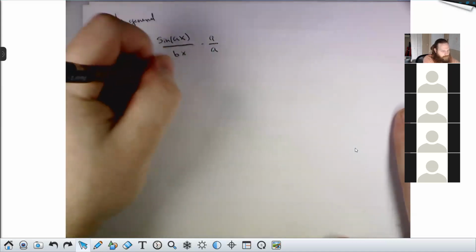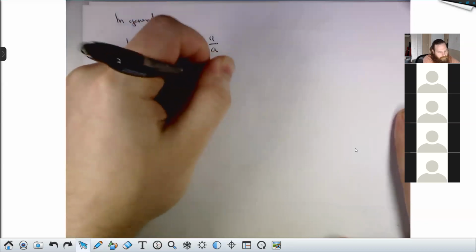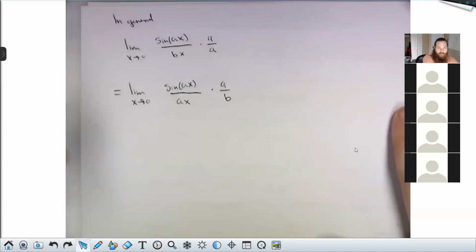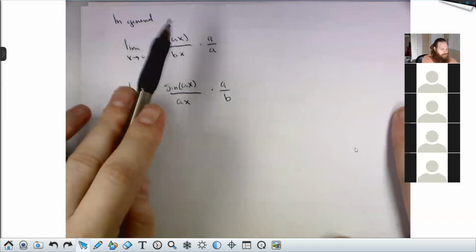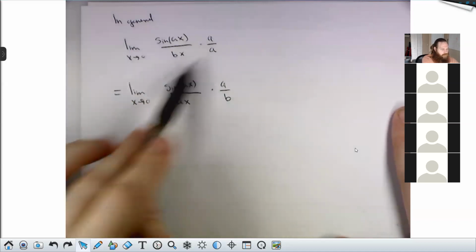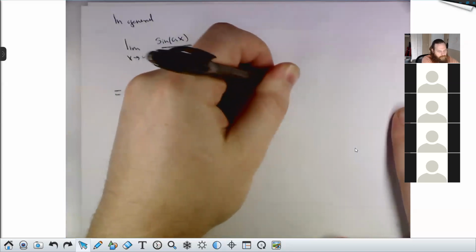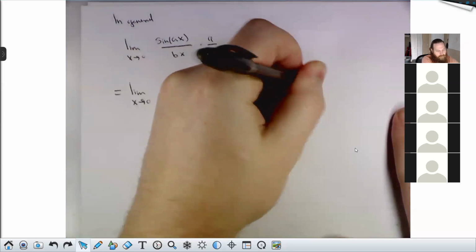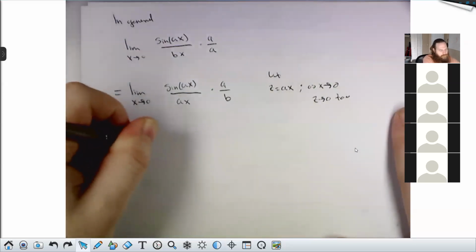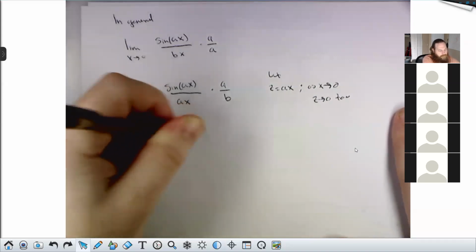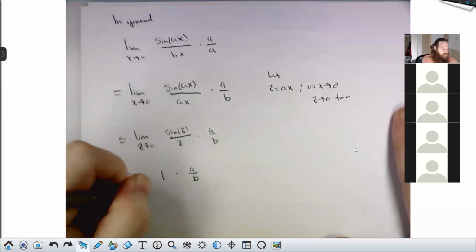and then I shuffle the a's and b's around down here, which is kosher because this is multiplication, right? Multiplication is commutative, so you can think of these all as being in one big fraction. The top is sine ax times a, the bottom is bx times a, and then I just change the order of multiplication. I bring the b over here, I bring the a over there. And now this piece, I can make the substitution z equals ax, and observe that as x goes to zero, z goes to zero too. So this would become the limit as z goes to zero of sine z over z times a over b. And then that first piece there is going to be one times a over b. And that is indeed a over b.